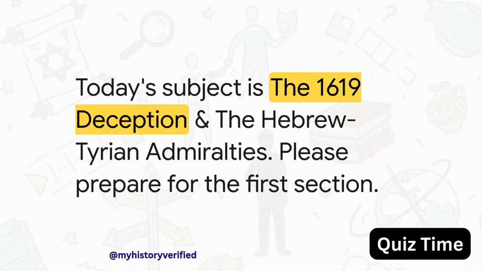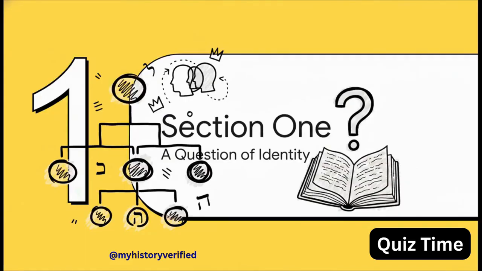Our subject today, the 1619 deception and the Hebrew-Tyrian Admiralties. Now, those are some provocative terms. The theory behind them connects biblical lineages, European history, and the founding of America. Let's see how, starting in the first section. Section 1. A question of identity. To understand this theory, we really have to start where it does, with biblical ancestry. So, let's begin with our first question.